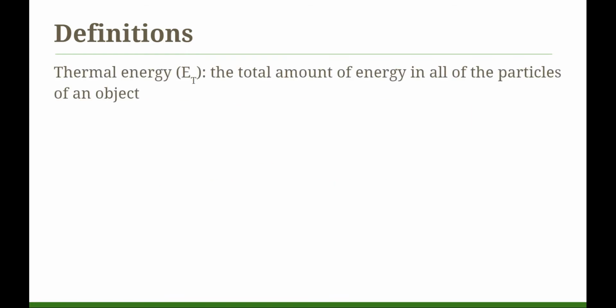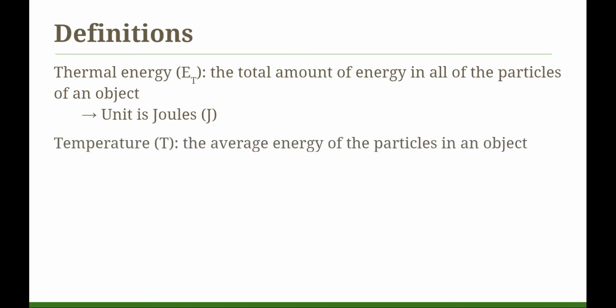Thermal energy is the total amount of energy of all the particles in an object. The units for that, like our other energies, are joules. Temperature is the average energy of the particles in an object. So just notice the difference there. Temperature is the average. So if you look at one particle, how much energy does it have? Thermal energy is the total. If you add up all of the particles, all of their energies together, then you get thermal energy.